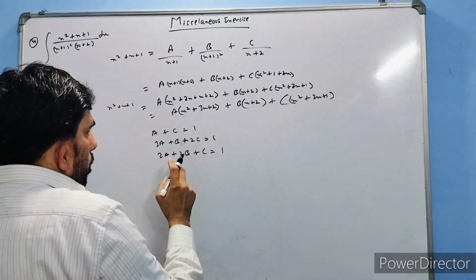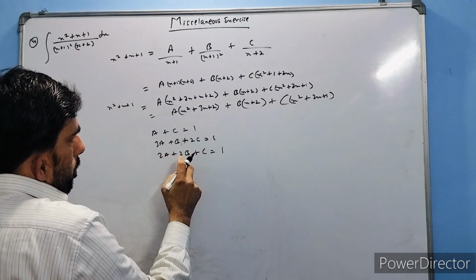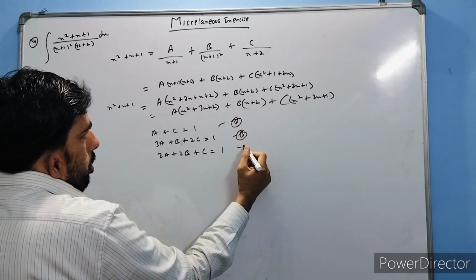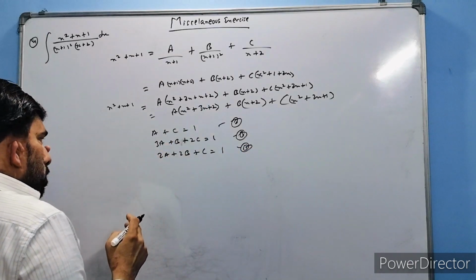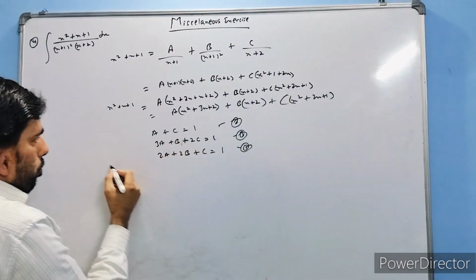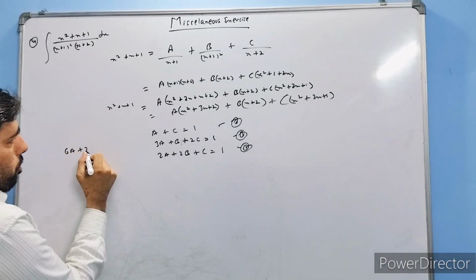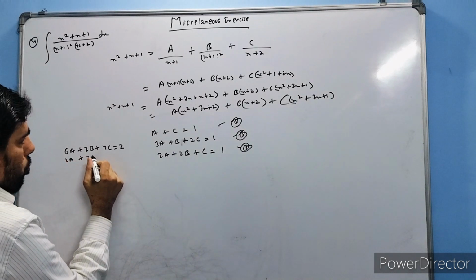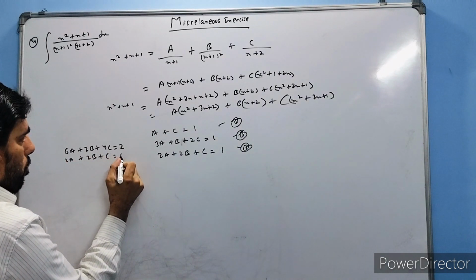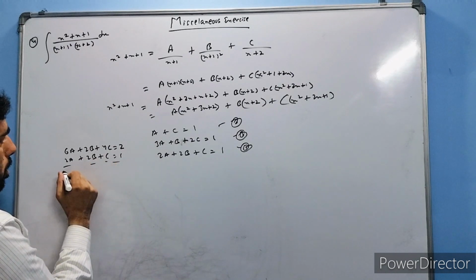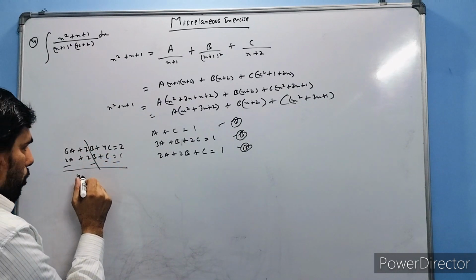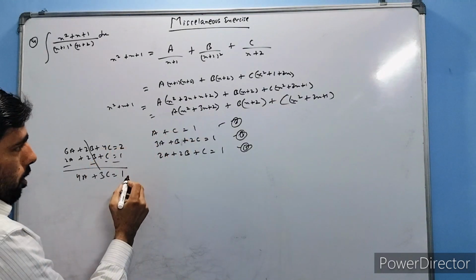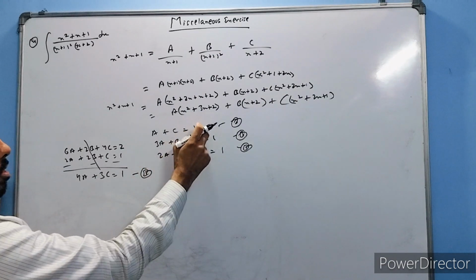What we can do here, we can multiply this equation by 2. Take the third equation I have, and we'll try to solve this by multiplying with 2. So we get 6a plus 2b plus 4c is equal to 2. We have 2a plus 2b plus c is equal to 1. So we'll subtract. So what will happen? We'll get 4a plus 3c is equal to 1. This is the fourth equation now, and this is the first equation.